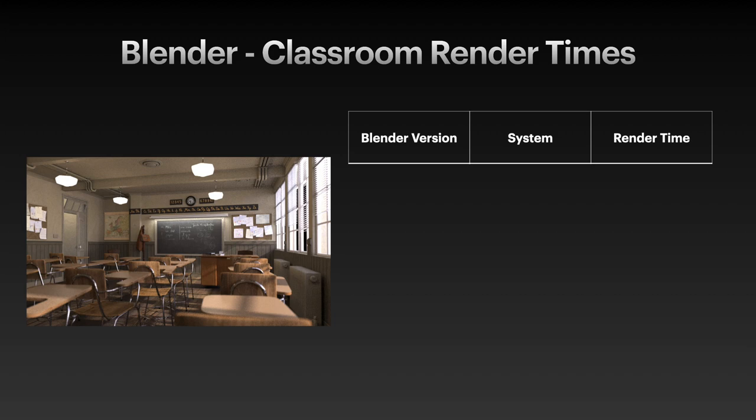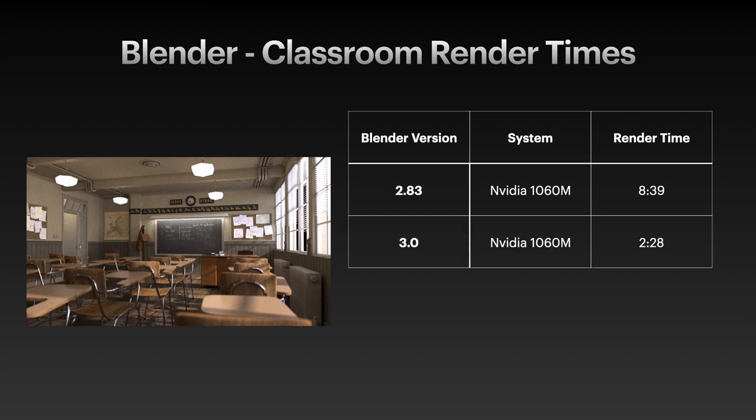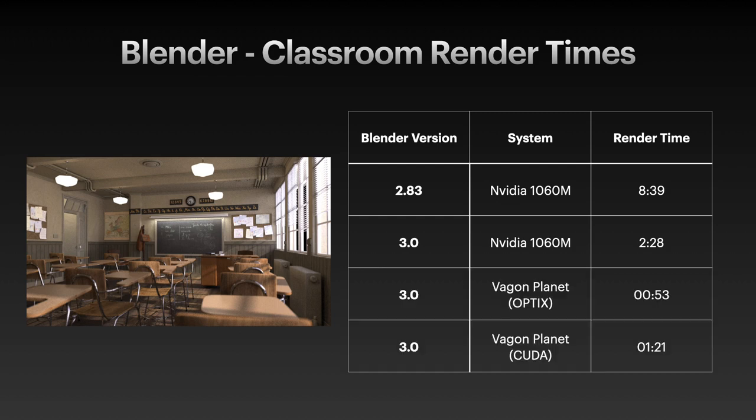So in my first Colab tutorial, I ran the classroom scene on Blender version 2.83 on my NVIDIA 1060M graphics card, and that rendered in 8 minutes and 39 seconds. When I rendered the same scene with Blender 3.0, it took 2 minutes and 28 seconds. So we can see Cycles X has already made a huge difference to render times for us. I next ran the same scene on Vagon, using both OptiX and CUDA separately. CUDA took 1 minute and 21 seconds to render this scene, and OptiX took only 53 seconds to render, so it's already twice as quick as my laptop on this scene.